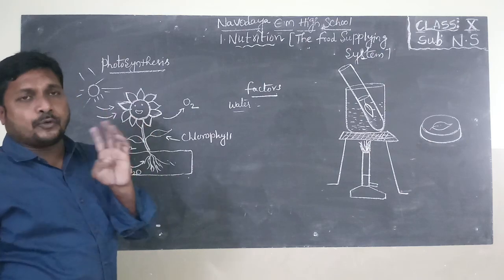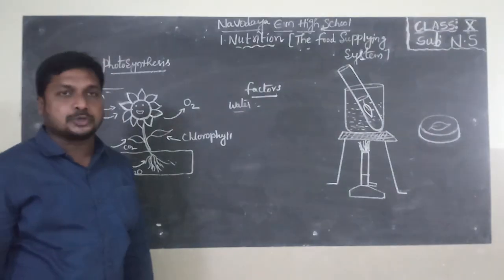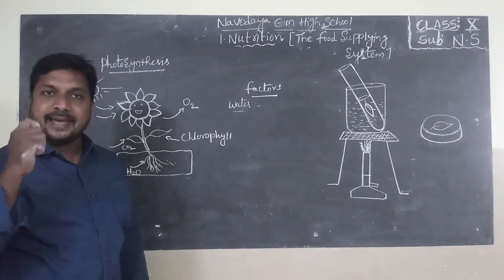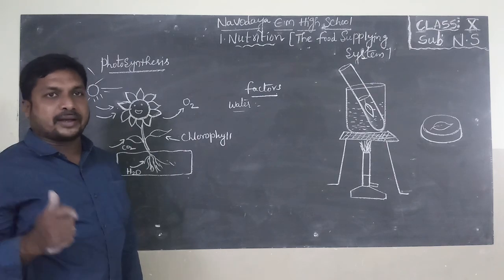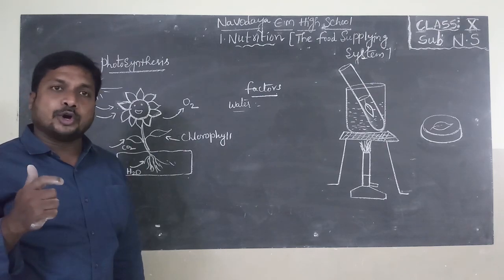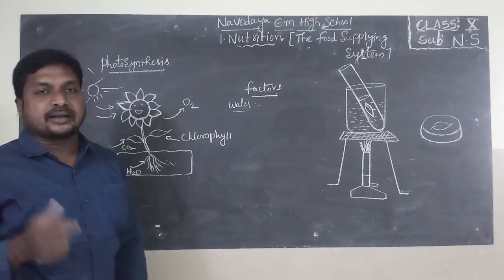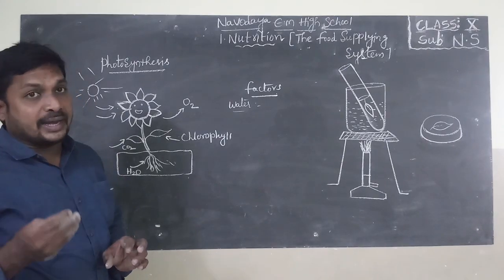We already learned about the four factors which are essential to green plants to perform photosynthesis, that is, external factors and internal factors. External factors are CO2 and sunlight. Internal factors are chlorophyll and water.